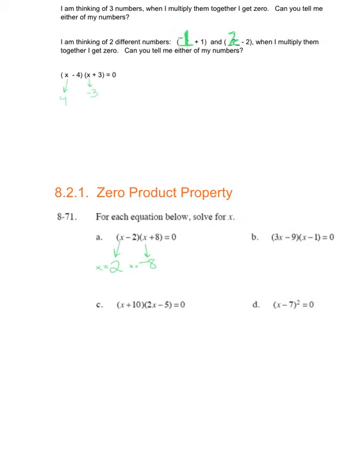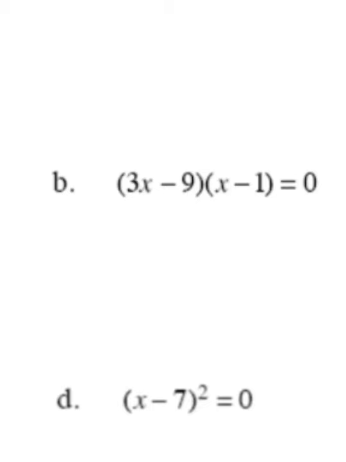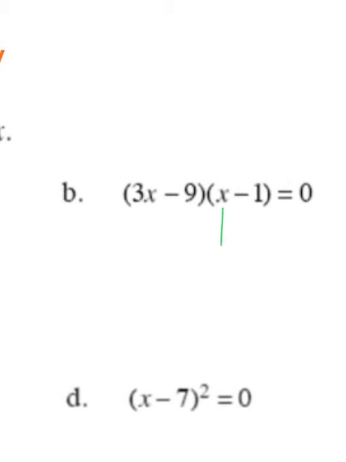I'll do part B, and you can do problems C and D. So here I see I want the parentheses to multiply and equal 0. So my x number, something minus 1, x would be +1. +1 minus 1 makes 0. My other one is harder. This is going to be a fraction.